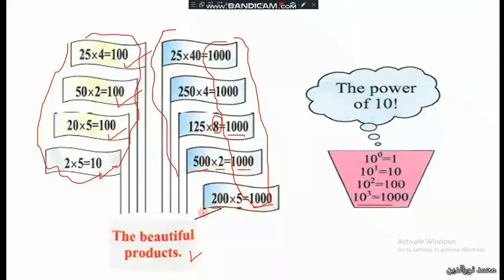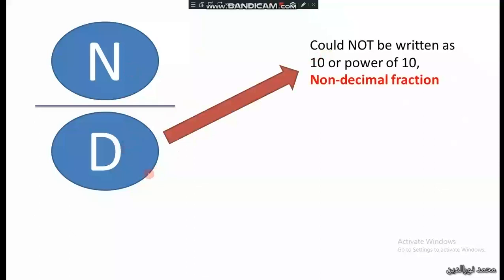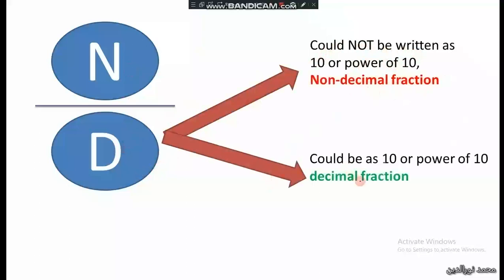So these factors are very important so that I can convert the denominator of a fraction to a power of 10. If I can convert the denominator of the fraction to a power of 10, then we say that it's a decimal fraction. So let's see if it's a decimal fraction or not. So for the fraction n over d, n meaning numerator over denominator, if the denominator cannot be written as a power of 10, it's a non-decimal fraction. Whereas if the denominator can be written as a power of 10, I will call it a decimal fraction.